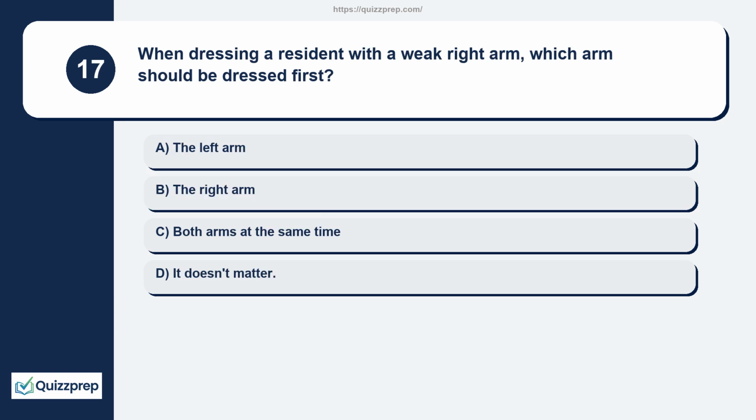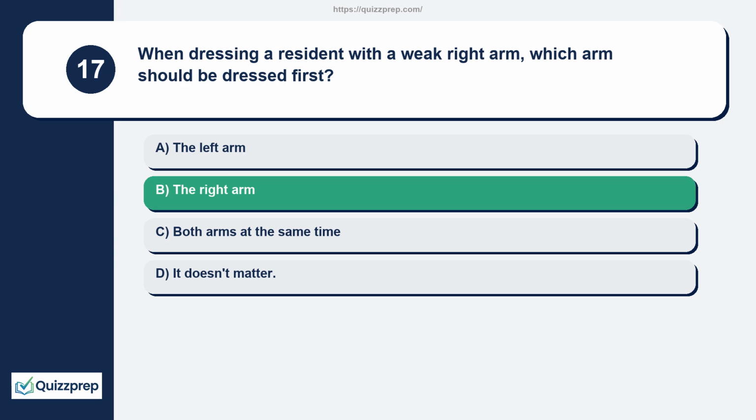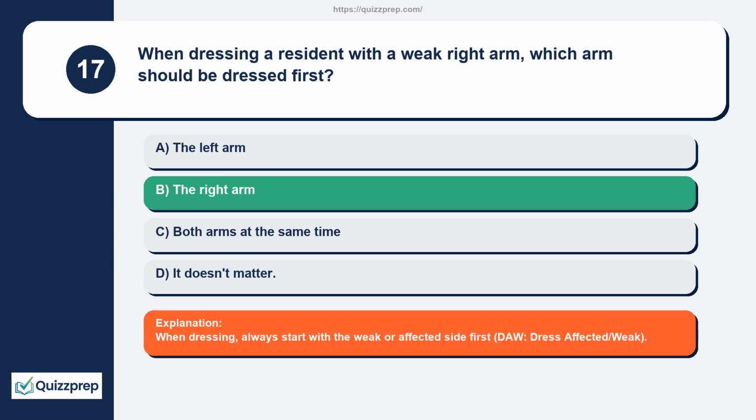Question 17. When dressing a resident with a weak right arm, which arm should be dressed first? The left arm, the right arm, both arms at the same time. It doesn't matter. When dressing, always start with the weak or affected side first. Dress affected, weak.